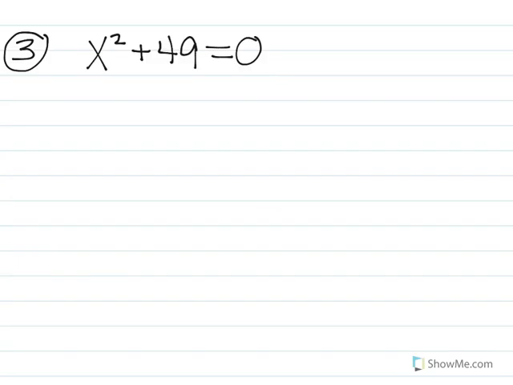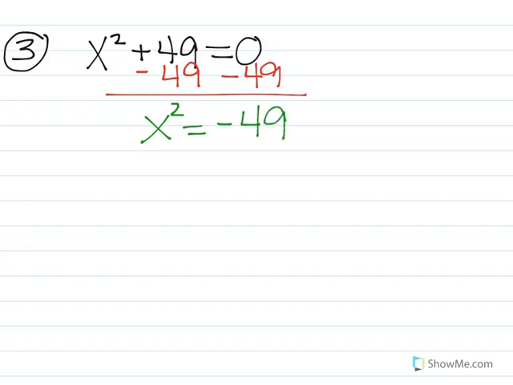Okay, example number 3. X squared plus 49 equals 0. So you've probably already guessed it. The first step you want to do is isolate the x term. So you should subtract 49 from both sides of the equation. You're left with x squared equals negative 49.